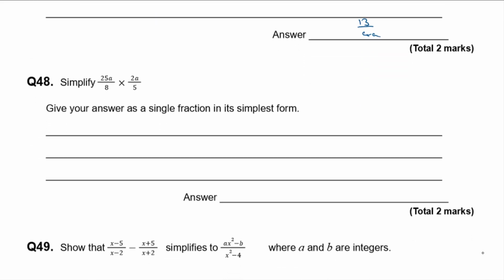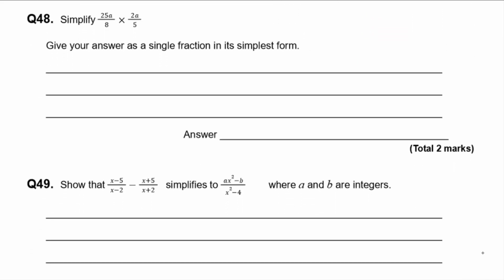Okay. Right, question 48, simplify 25a over 8 times 2a over 5. Now again, fraction multiplication, you look to cancel top and bottom, don't you? And then you multiply. That's what I would do.